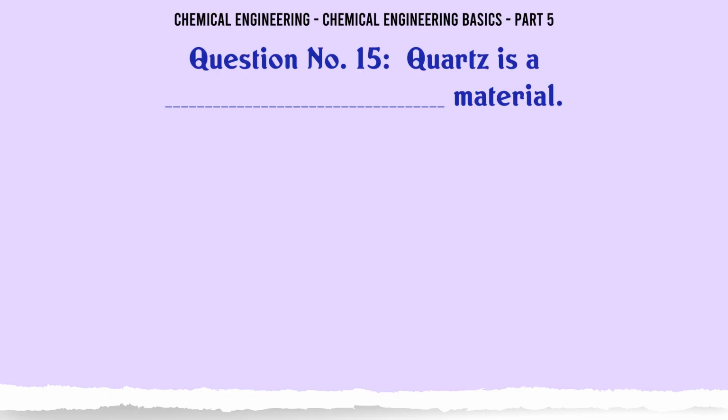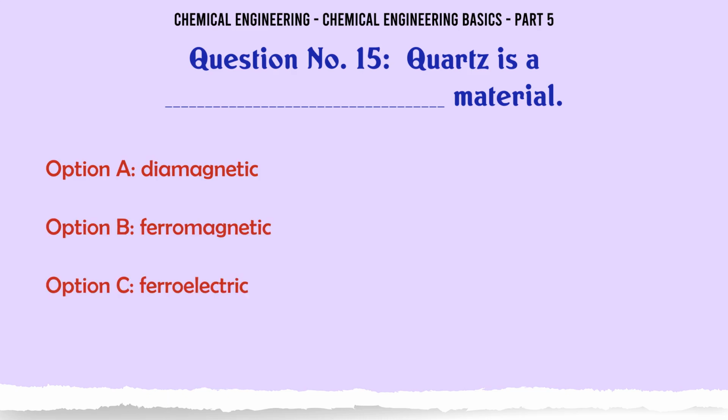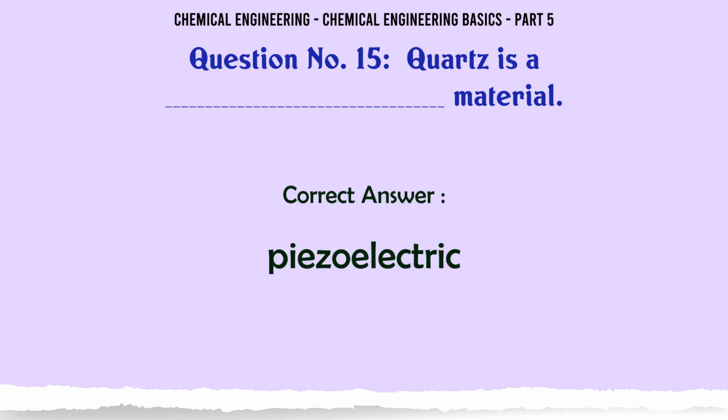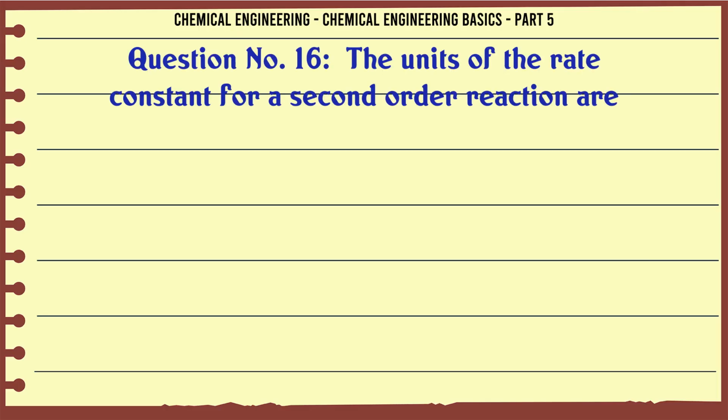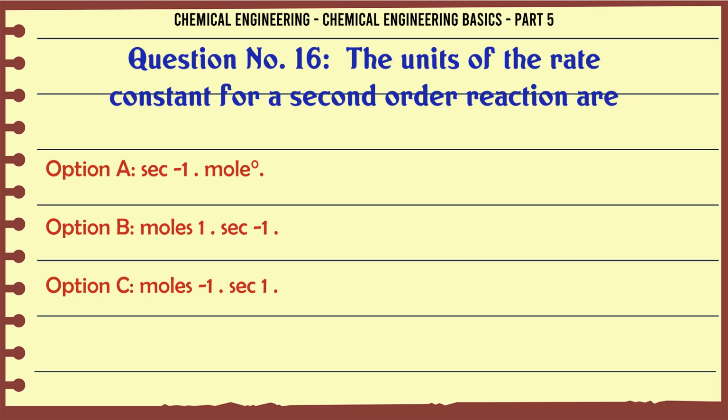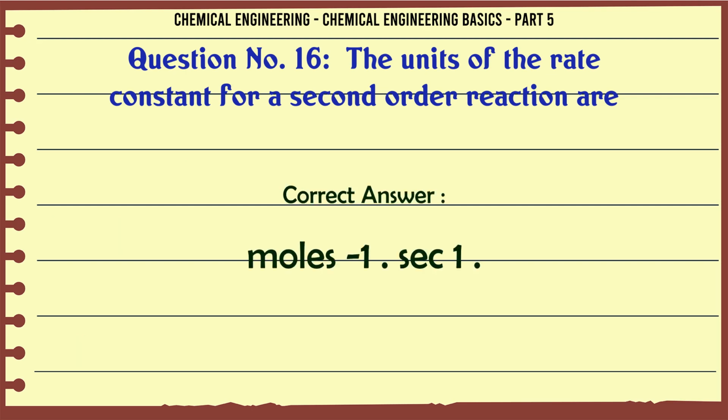Quartz is a blank material. A. diamagnetic. B. ferromagnetic. C. ferroelectric. D. piezoelectric. The correct answer is piezoelectric. The units of the rate constant for a second-order reaction are A. sec^-1. B. mole.sec^-1. C. moles^-1.sec^-1. D. moles^-1.sec^-1. The correct answer is moles^-1.sec^-1.